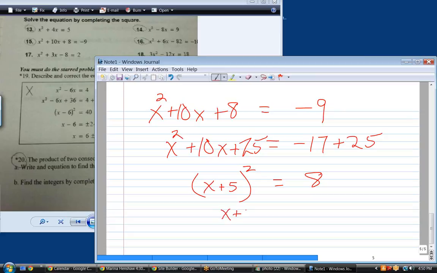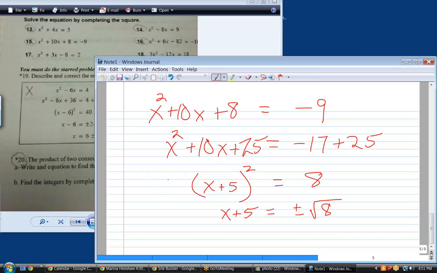Okay. It's the right side. X plus 5. Hold on a second. We're taking the square root of both sides. We just took the square root of the left side. What's the square root of the right side? It's not a whole number, so I have no problem writing it like that for the moment. But we still need that plus or minus.